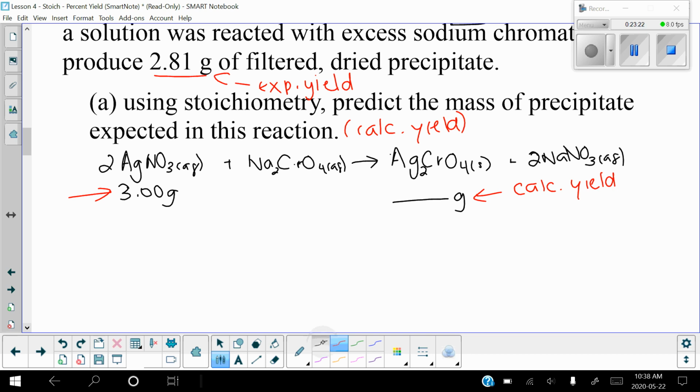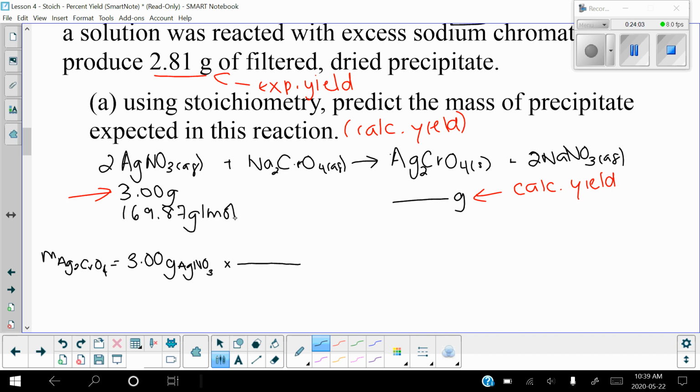We're going to start with what we know. Start off with 3 grams of silver nitrate. We then need to convert this into moles using molar mass. So I'm going to divide by 169.87 grams per mole. See what's canceling out? Grams, grams. Now I have moles of silver nitrate.